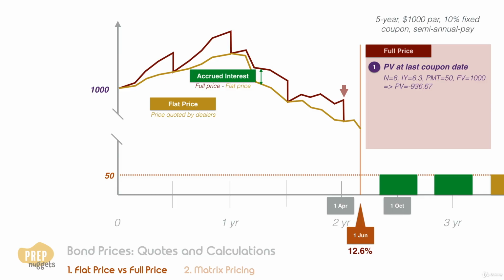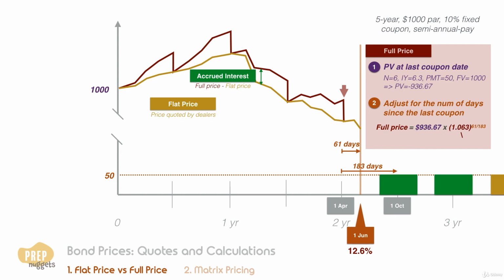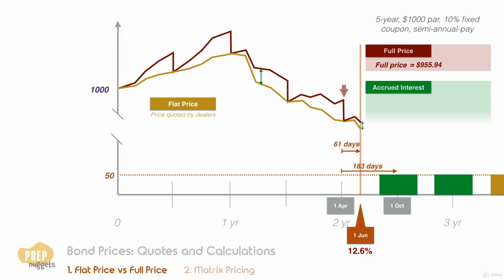To get the full price on the 1st of June, we have to adjust this value for the number of days since the 1st of April. To do that, we should count the number of days in this period, which is 183 days, and the number of days that has passed during this period, which is 61 days. The adjustment factor is 1 plus the market discount rate divided by the number of periods per year, to the power of the proportion of the period that has elapsed. Plug the figures in, and we get a full price of $955.94.